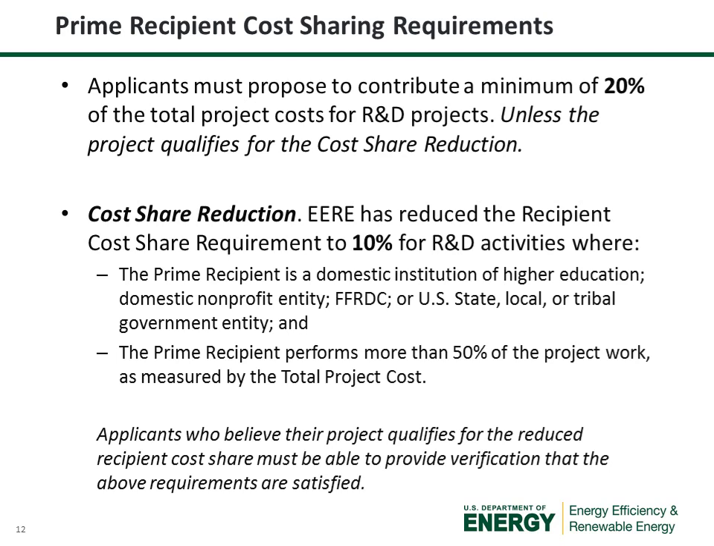So we have reduced the recipient cost share requirement to 10% for R&D activities where the prime recipient is a domestic institution of higher education, a domestic nonprofit entity, a federally funded research and development center, so a national lab, or a U.S. state, local, or tribal government entity, and the prime recipient performs more than 50% of the project work as measured by the total project cost. Applicants who believe their project qualifies for the reduced recipient cost share must be able to provide verification that both of those above requirements are satisfied.